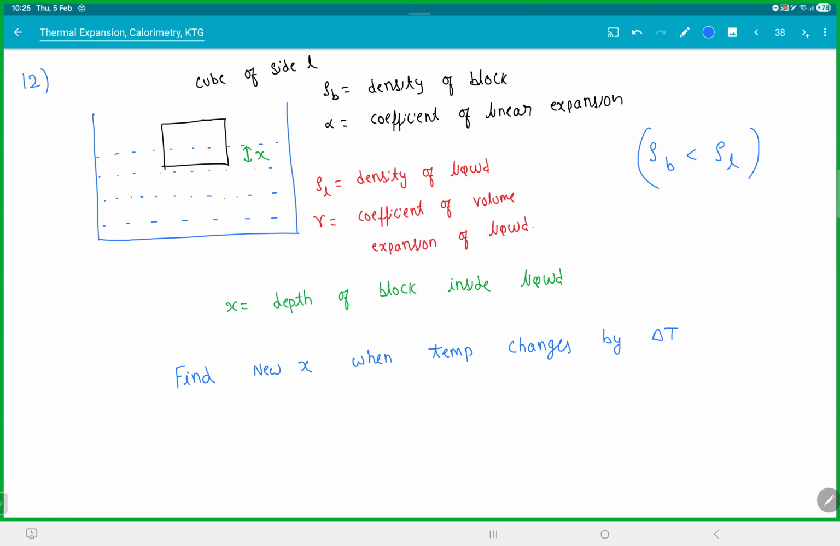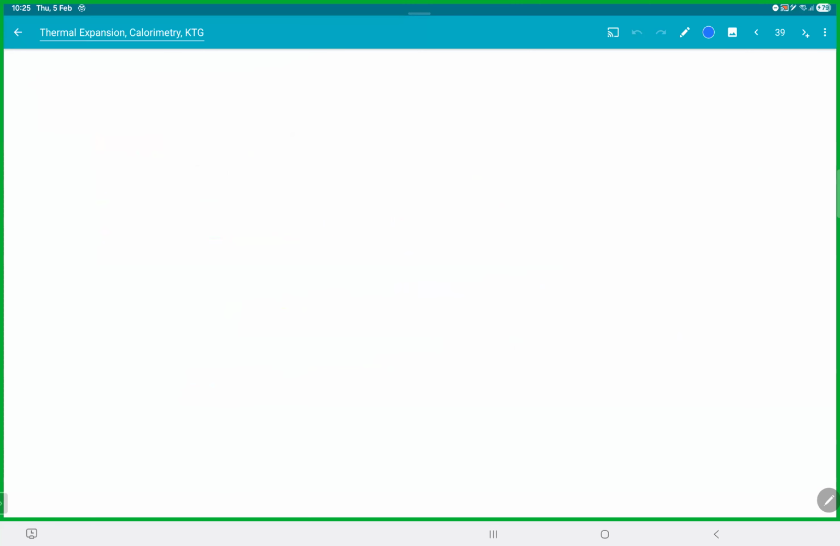How do you approach this? Let's see. Near area. You also fell into the trap. Let's draw the picture. You will understand.